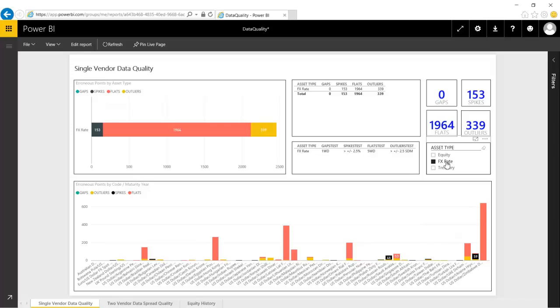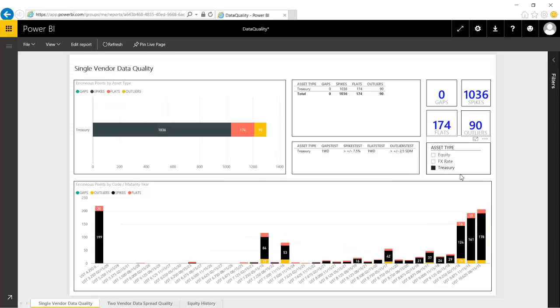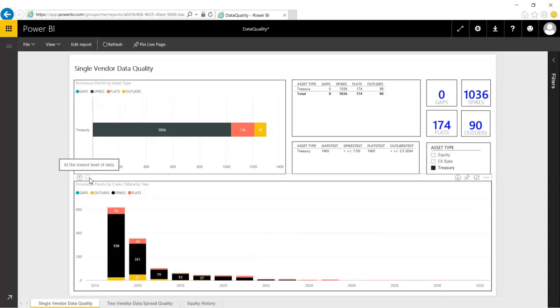And then finally, we can look at treasuries, US treasuries in this case, and we can see that there are quite a few spikes, a few flats and a few outliers. But what's interesting is that if we drill down into those treasuries, we can see that most of the noise is attributed to those bonds which expire in 2015. That might well be due to the fact that they're more sensitive to short-term changes in interest rates.